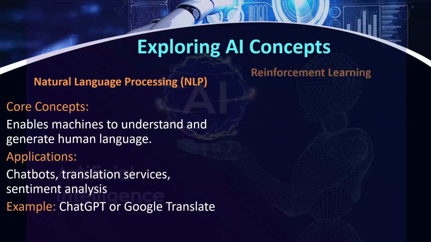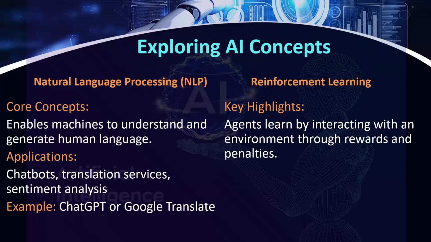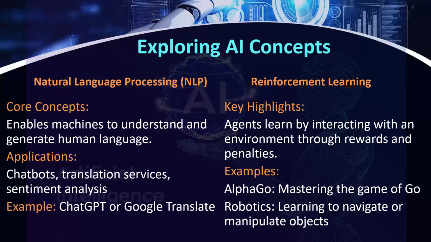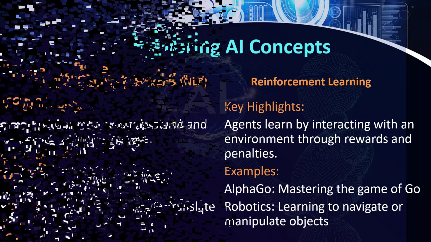Nice. Cool. All right. Reinforcement learning. I think I've already talked about it, that agents learn by interacting with an environment through rewards and penalties. Good examples is AlphaGo, mastering the game of Go. Robotics, learning to navigate or manipulating objects. Cool. That seems very cool.